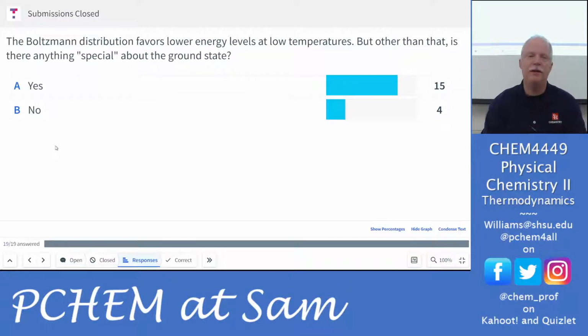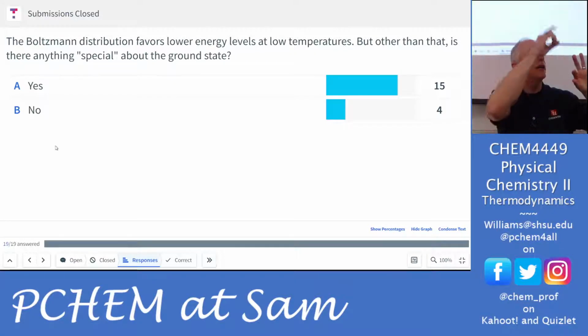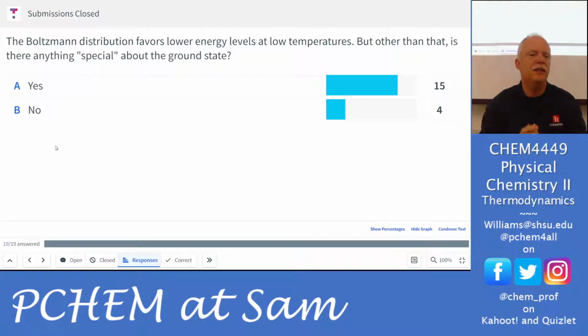Okay, that's fine. We're good. Doesn't it take the highest amount of energy to go from the ground state to another state? No, because they could be non-equally spaced. It could be a real small gap to the first and then a bigger gap to the second and so on. You're right that it's the lowest energy, so that makes it special. And that's what the Boltzmann distribution favors. But in terms of atoms or molecules being in that ground state, there's nothing special about it. It's just another state of the molecule.